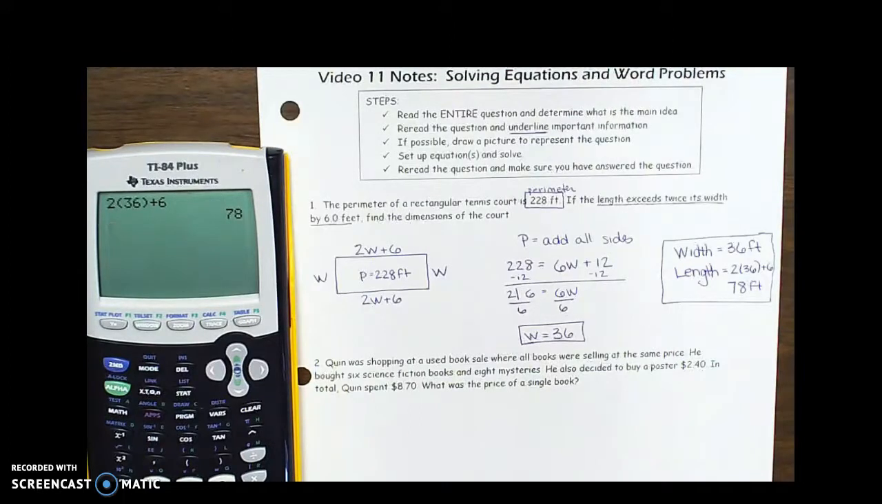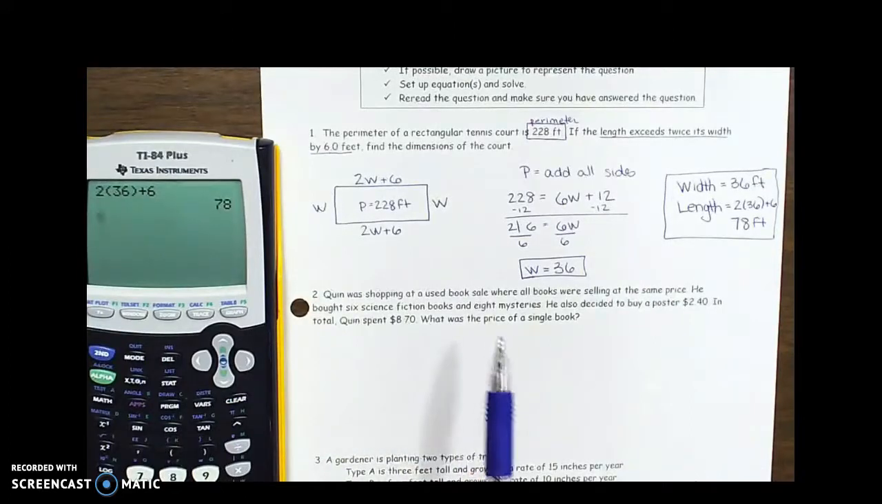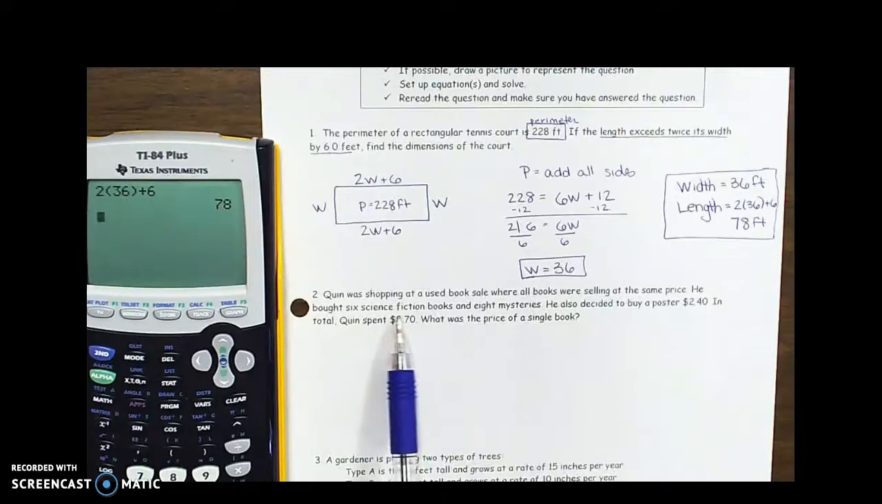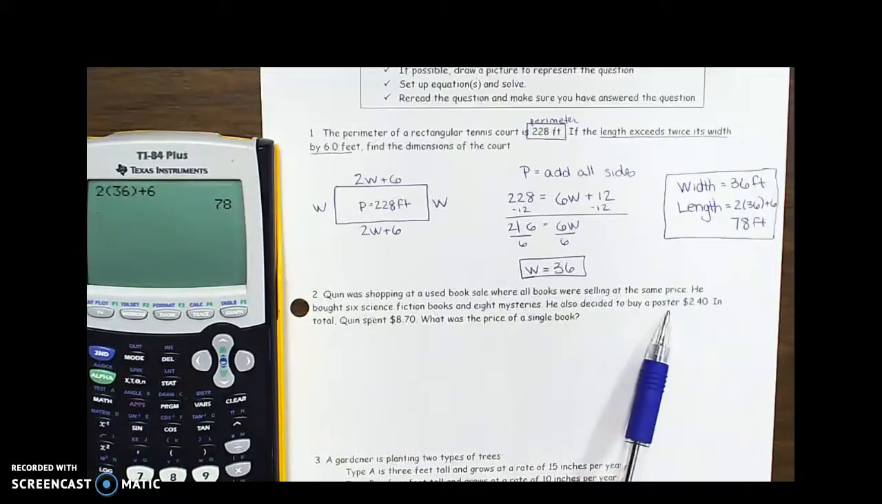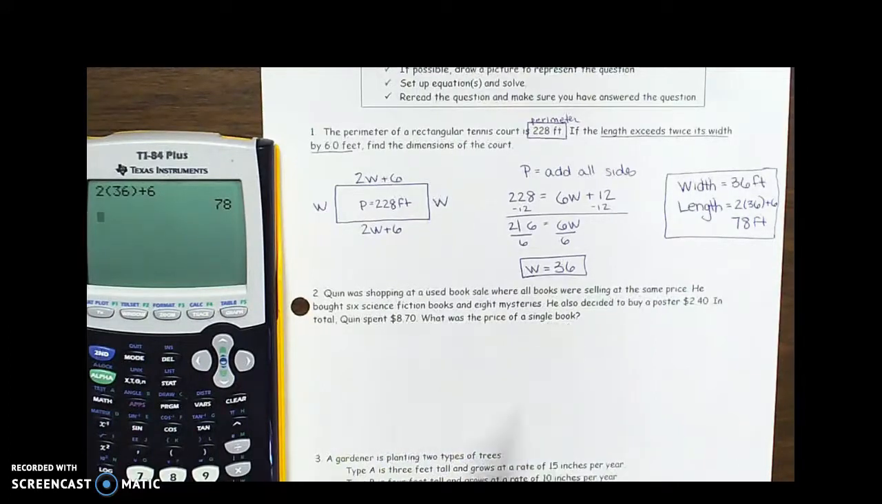Okay, let's take a look now at number 2. Quinn was shopping at a used book sale where all books were selling at the same price. He bought 6 science fiction books and 8 mysteries. He also decided to buy a poster for $2.40. In total, Quinn spent $8.70. What was the price of a single book?